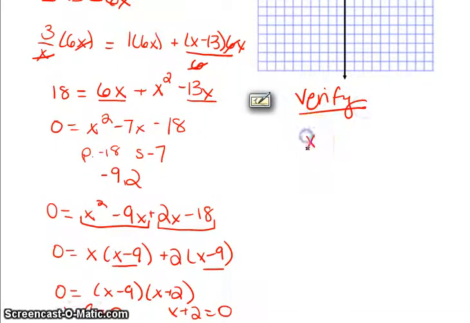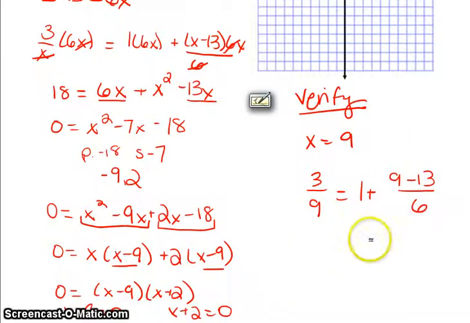So your first one will be x is equal to 9. Put this into your original equation. So there we had 3 divided by 9 is equal to 1 plus 9 minus 13 over 6. Simplifying that, if you like, we can simplify 3 over 9 to 1 over 3. Or if you want to leave that and see if maybe eventually we'd have to make it back up to 9, it's up to you. And so that is equal to 1 plus 9 minus 13 is negative 4 over 6.